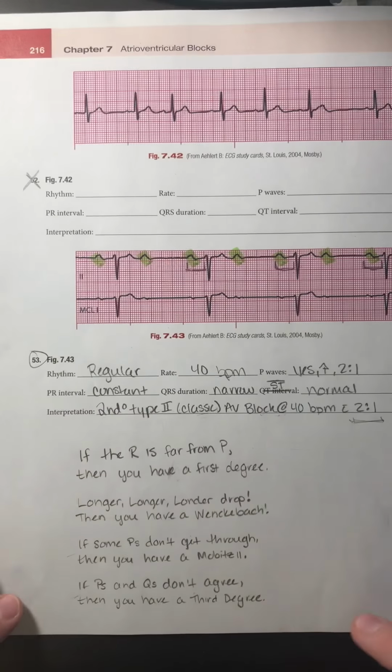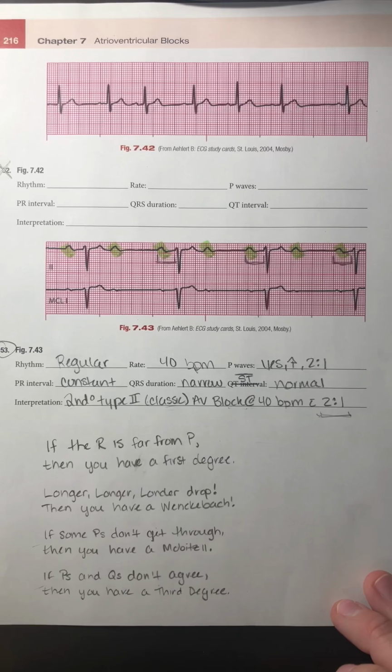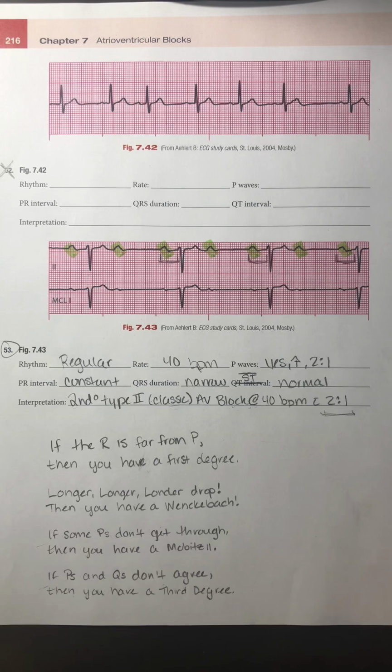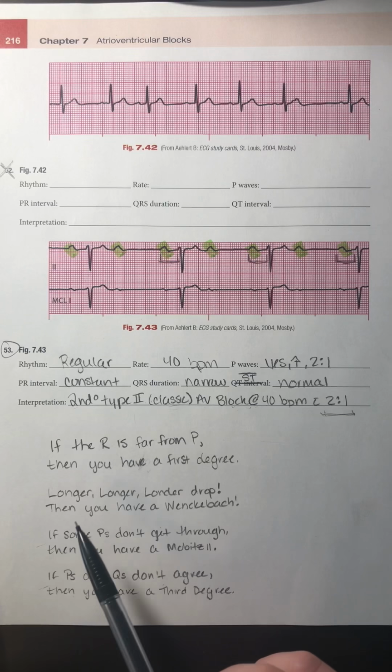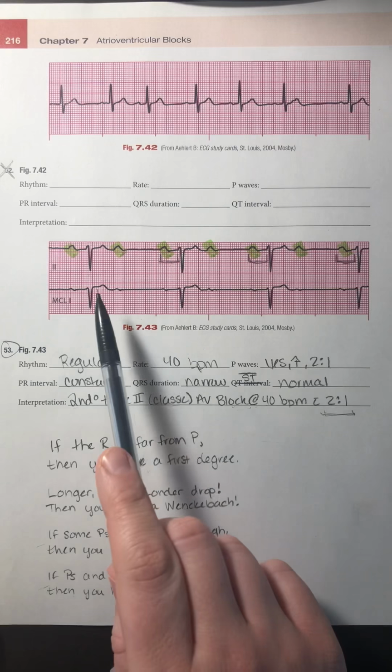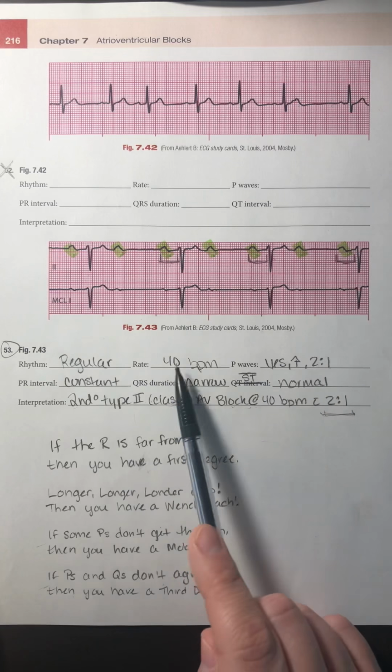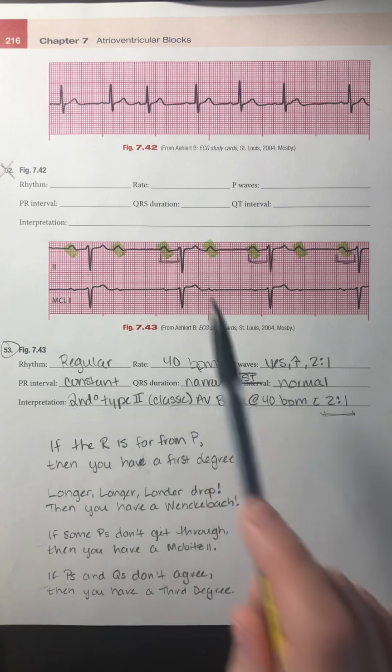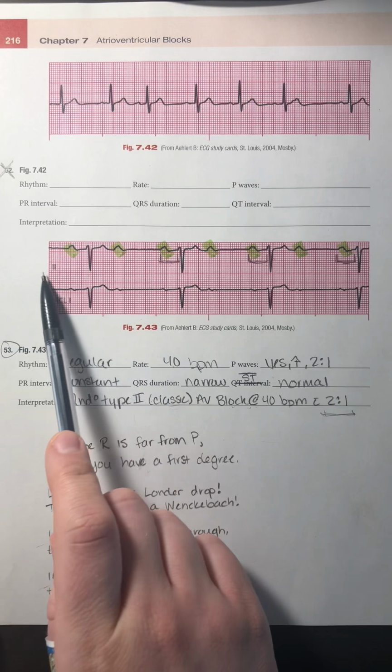And finally here we have our last page. And you can see my poem written there. I'm looking at number 53, or figure 7.43. My rhythm is regular. My rate, I have 1, 2, 3, 4 times 10 gives me 40 beats per minute. My P waves, I highlighted them up here.